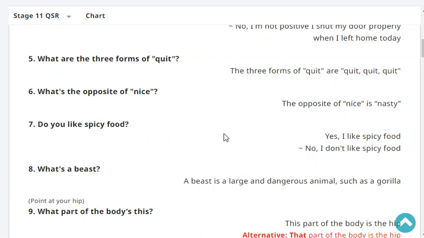What are the three forms of quit? The three forms of quit are quit, quit, quit. What's the opposite of nice? The opposite of nice is nasty. Very good. One more.